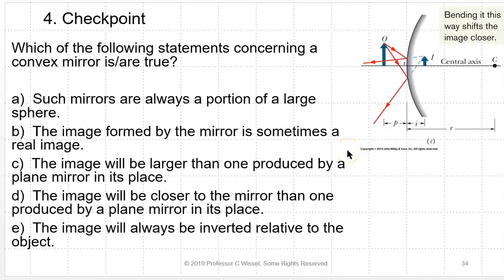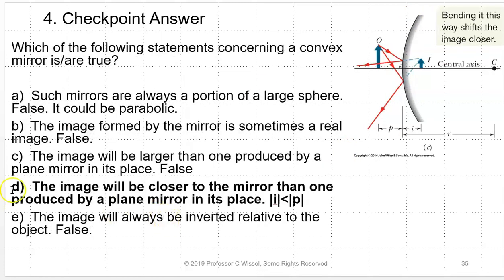Which of the following statements concerning a convex mirror is or are true? Basically, only one of these is true. The image will be closer to the mirror than one produced by a plane mirror in its place. So I will be less than p. Such mirrors are always a portion of a large sphere. No, you can grind it in a parabolic shape or any other shape you want.